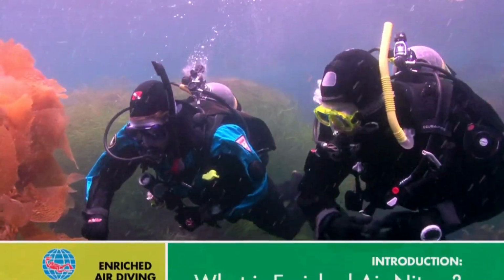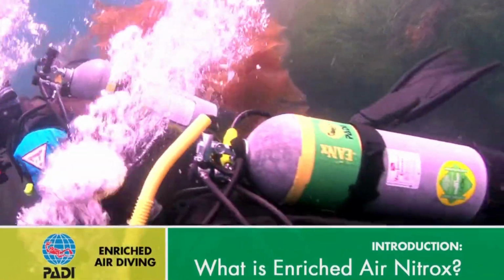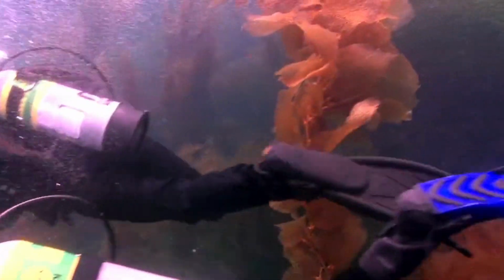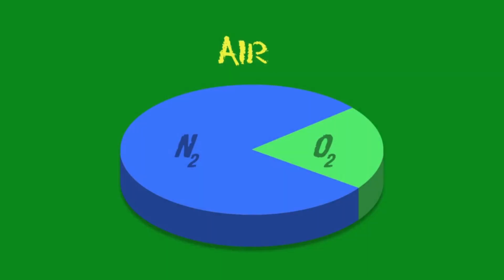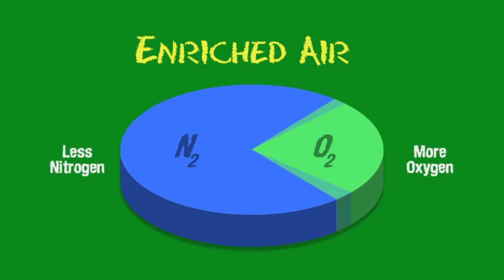Maybe you've heard of enriched air Nitrox, but you're not sure exactly what it is. Basically, it's air like you're breathing now, but with a higher proportion of oxygen. Recall that air is roughly 21% oxygen and 79% nitrogen. Enriched air has more than 21% oxygen. How much more depends on the blend, as you'll see shortly. This isn't for more oxygen, but for less nitrogen.